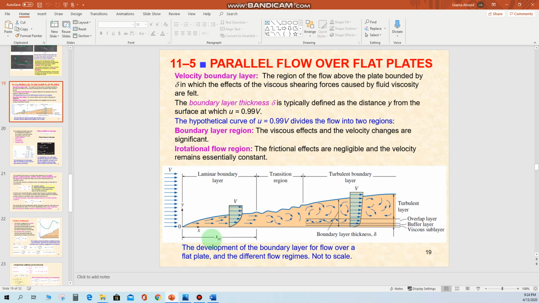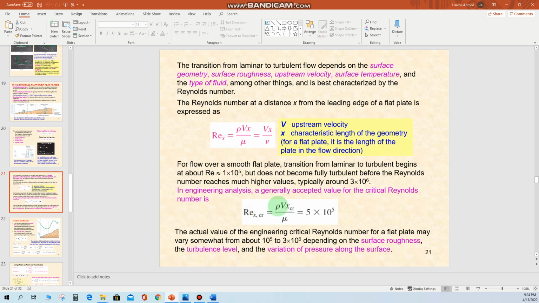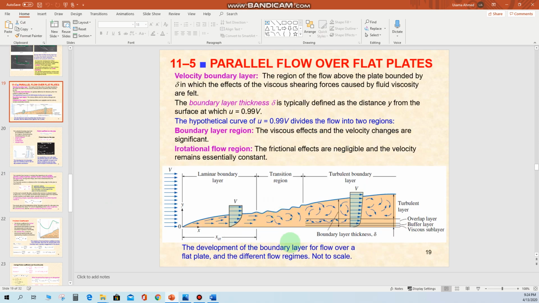Okay, so you can use this equation, the critical Reynolds number x_cr equals rho u x divided by mu, which is equal to 5 into 10 raised to power 5, and you can find out the critical length of the flat plate during which you can have the laminar flow. After this length x_cr you can have the transitional region and the turbulent region. So during this critical length of the flat plate you can have the laminar flow, and after this one you can have the transition and the turbulent flow.